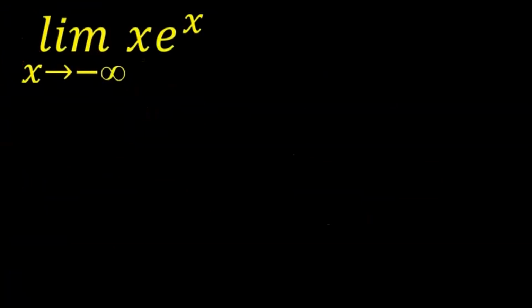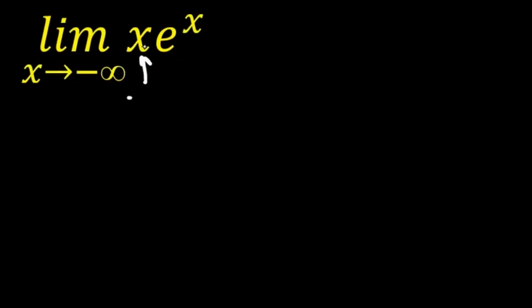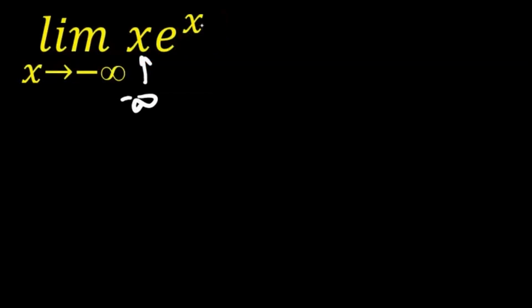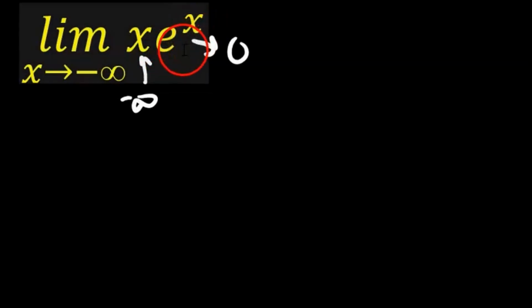I hope this is starting to get repetitive, because repetition means higher grades, right? The more you get used to it. Okay, the limit as x goes to -infinity of x times e to the x. Let's look at the behavior of what's going on. This x is going to -infinity, and e to the x is going to 0, because this is a negative number, and you have an exponent that's large and negative.